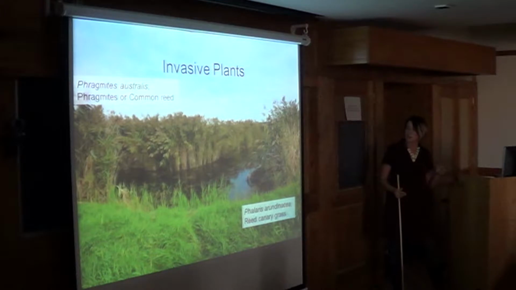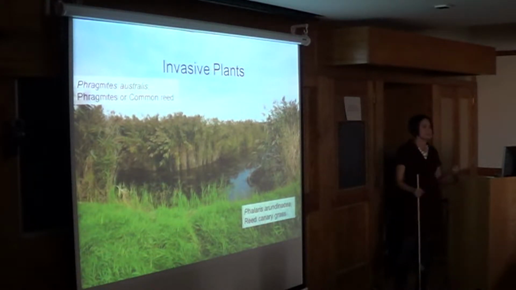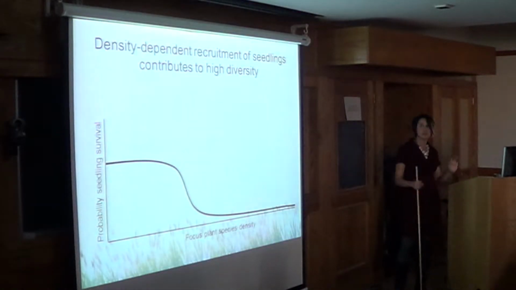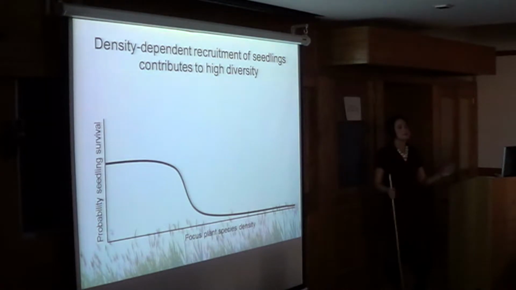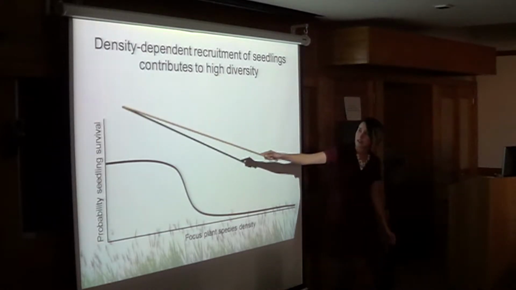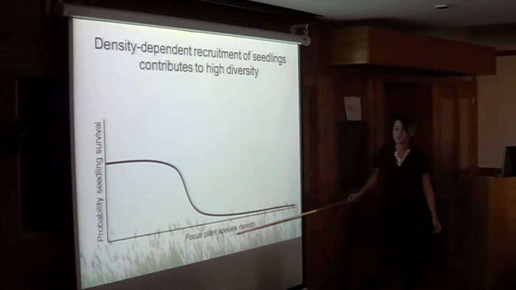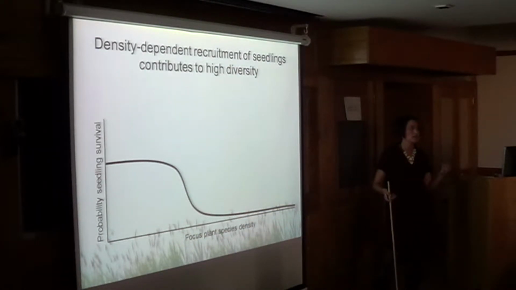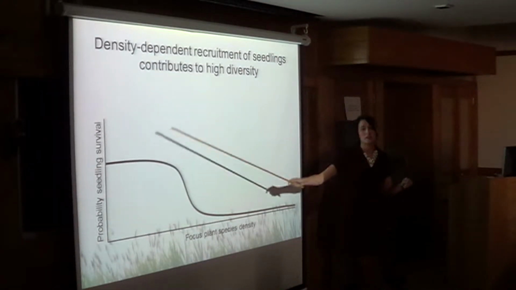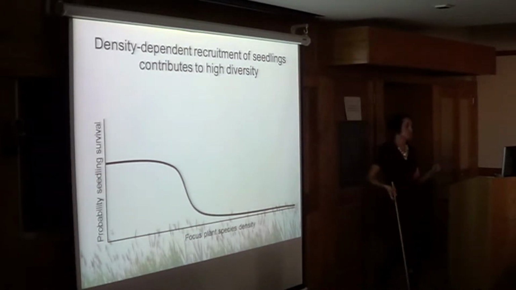And I'm interested in how that's happening with invasive plants in marsh wetlands, and is that different from what native plants are doing? So just a little background on what's happening in most native plant, natural systems. You have density-dependent recruitment of seedlings, which contributes to the high diversity that you see. So if you imagine the probability that a seedling will survive and the density of that particular plant species in the soil, there's going to be higher survival when that plant species is at low density and lower survival when that plant species is at high density.